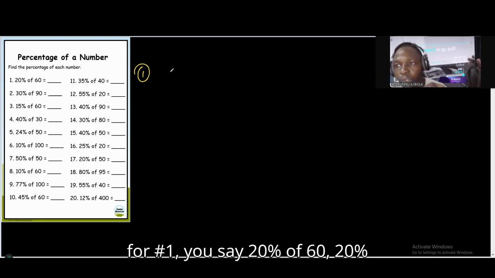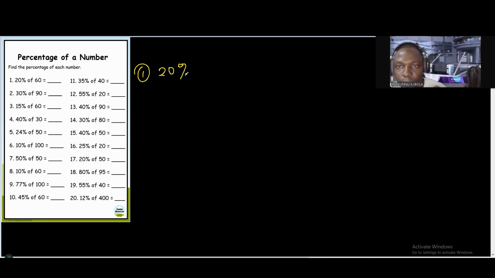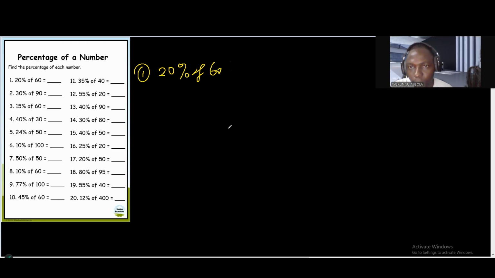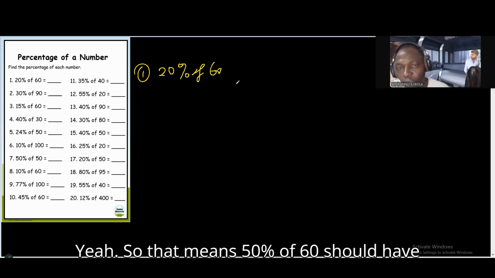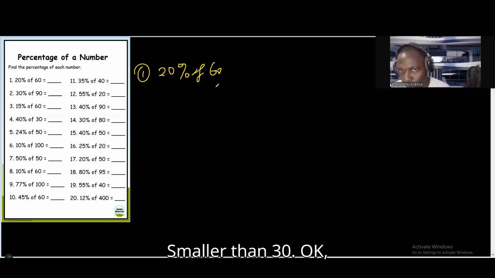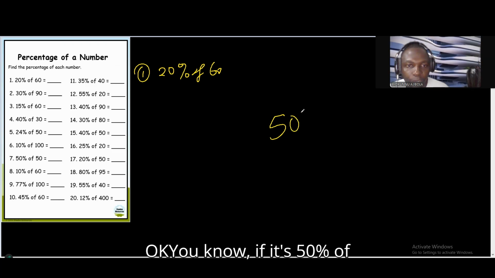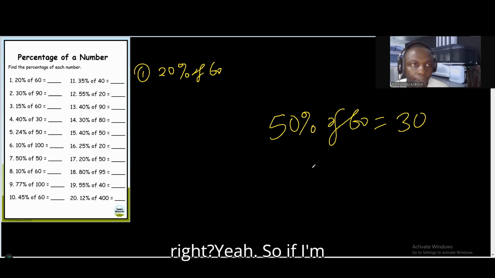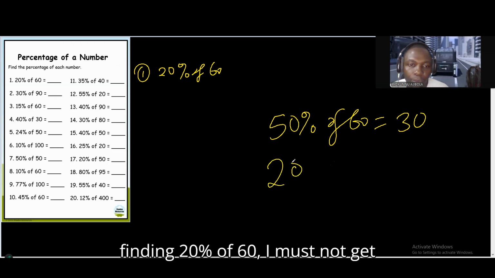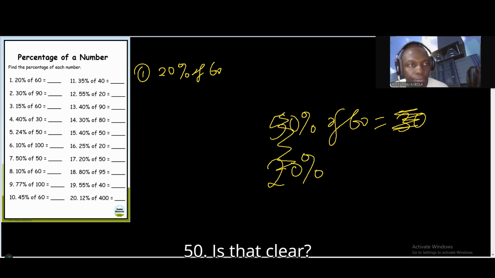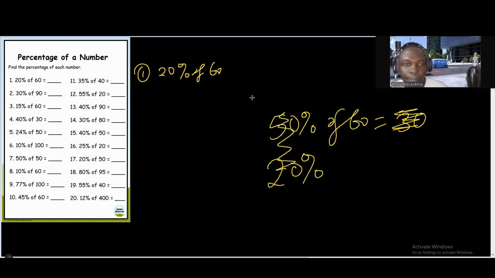For number one, it says 20% of 60. I said 50% means half, yes or no? So that means 50% of 60 should have been 30. So 20% will be way smaller than 30. If it's 50% of 60, that'll be half of 60, which is 30, right? So if I'm finding 20% of 60, I must not get anything near 30 because 20 is less than 50. Is that clear?